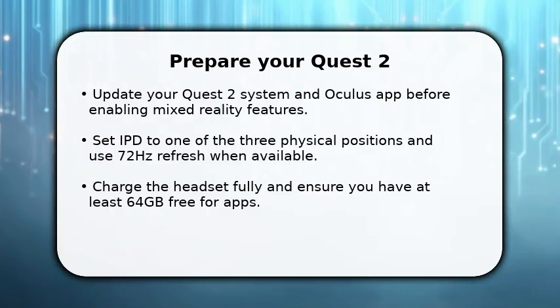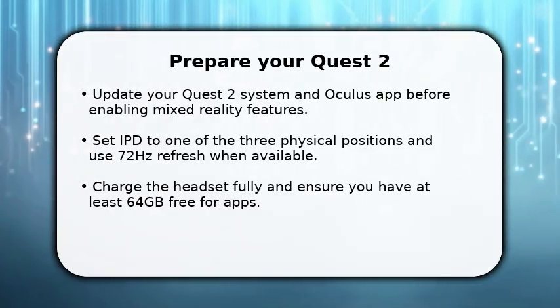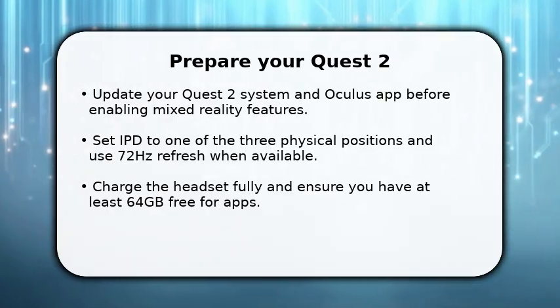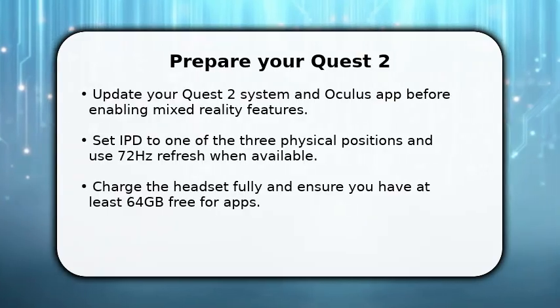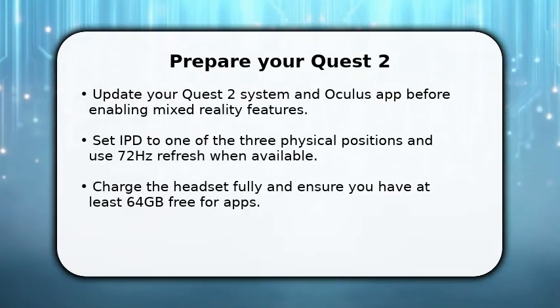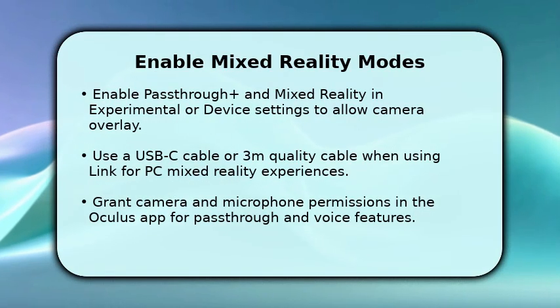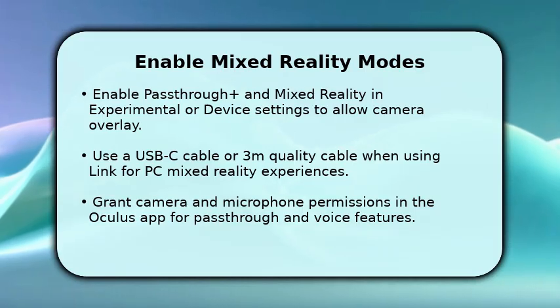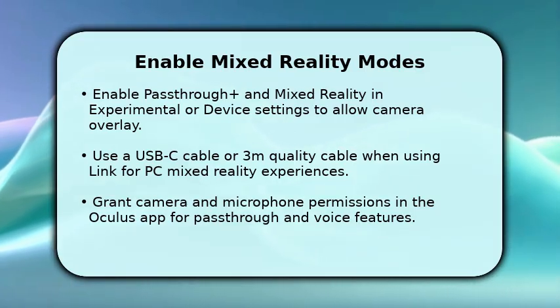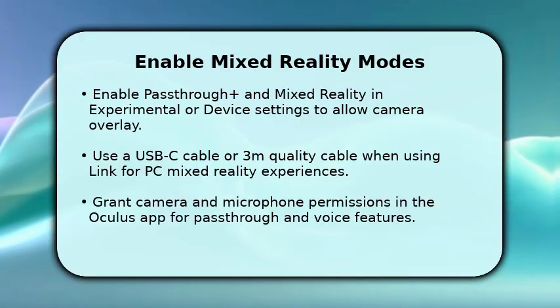Adjust the physical IPD to one of the 3 positions for clearer visuals. Then set the refresh rate to 72 Hz in settings when available for smoother pass-through visuals and better tracking. Open your headset settings and enable pass-through or pass-through ++ mixed reality in the experimental or device options.